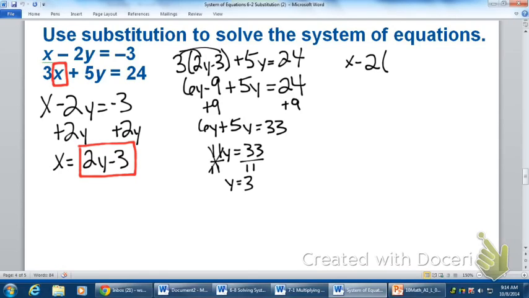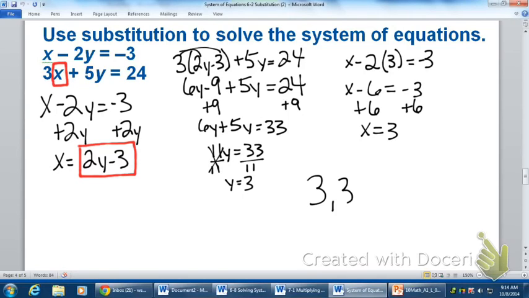So I'm going to substitute what I found for y in for y. Okay? I'm going to work that out. 2 times 3 gives me 6. I'm going to add 6 to both sides. Okay? Now, your solution would be (3, 3).